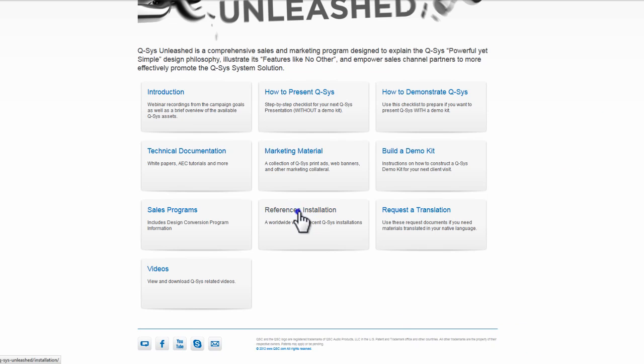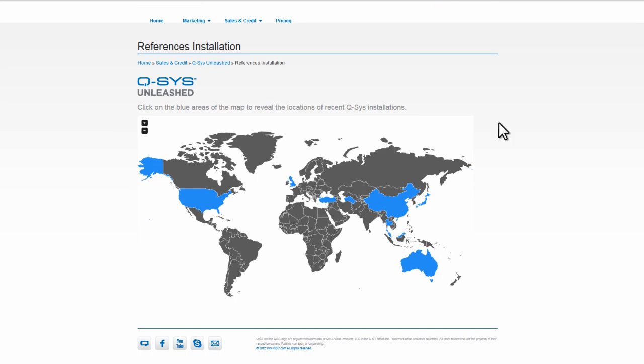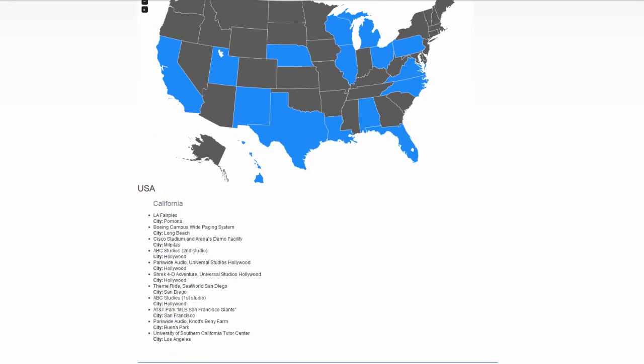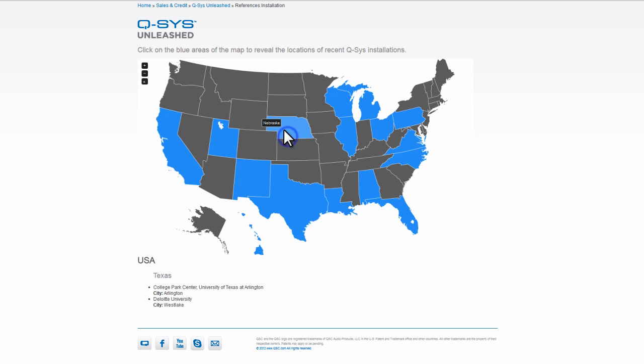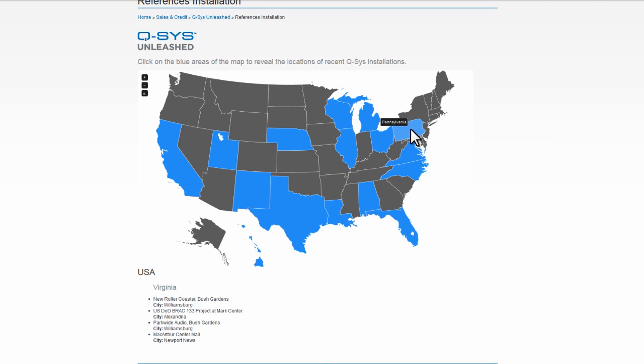If you're interested in learning more about Q-Sys installations worldwide, we've constructed this reference map to allow you to click on a region and get a list of Q-Sys installations. This map is by no means comprehensive. It's a work in progress, so as we continue to compile our lists, we'll be adding the locations to this map. Also keep in mind that some Q-Sys installations have been left off this list for reasons of confidentiality.